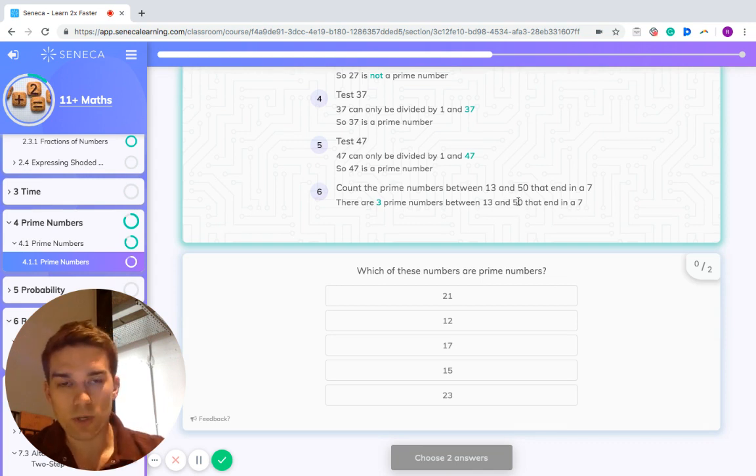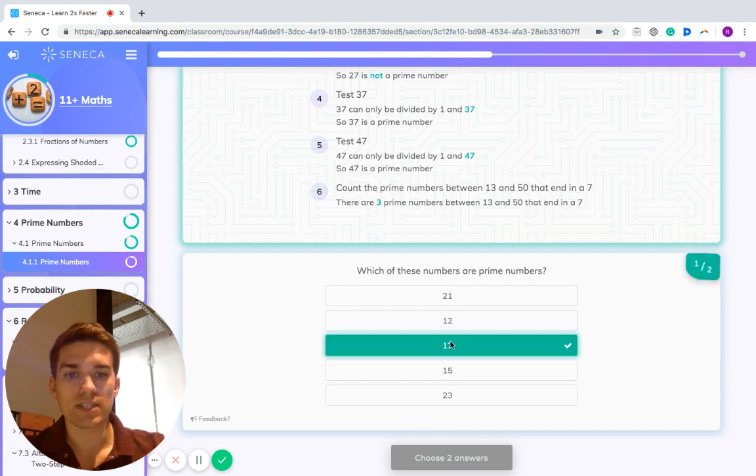Now that's a difficult question because you've got different parts to it. First of all, find the prime numbers. They have to be between 13 and 50, and they end in a 7. So what I'd do is underline the key parts of the question as you go through, to make sure you are answering what they actually want. So, which of these numbers are prime numbers? See if you can get them yourself, and then I'll answer them for you.